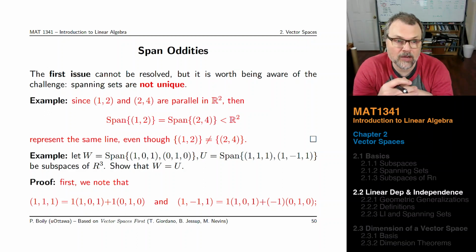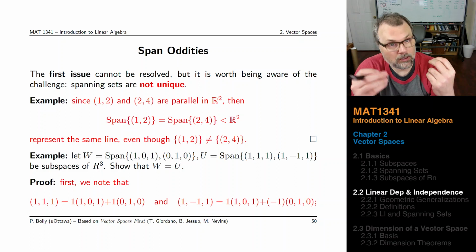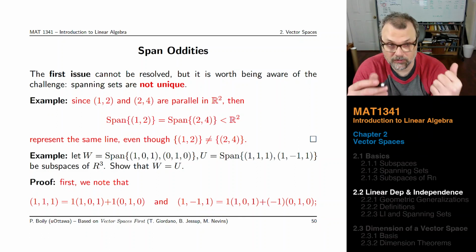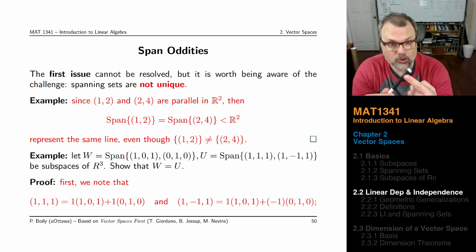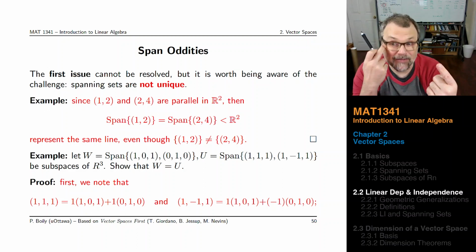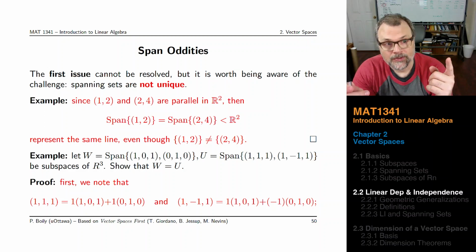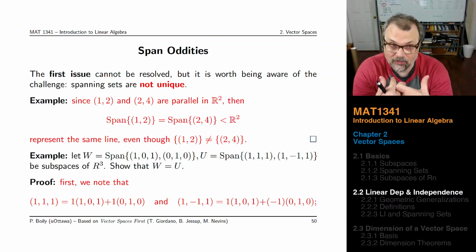All linear combinations of the vector (1, 2) are scalar multiples of (1, 2). And all linear combinations of (2, 4) are scalar multiples of (2, 4). And each scalar multiple of (1, 2) is also a scalar multiple of (2, 4), just the multiple is half as much, right? So they span the same line, even though the spanning sets themselves are different.